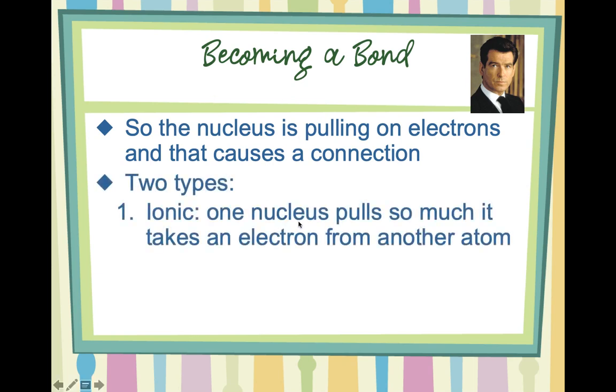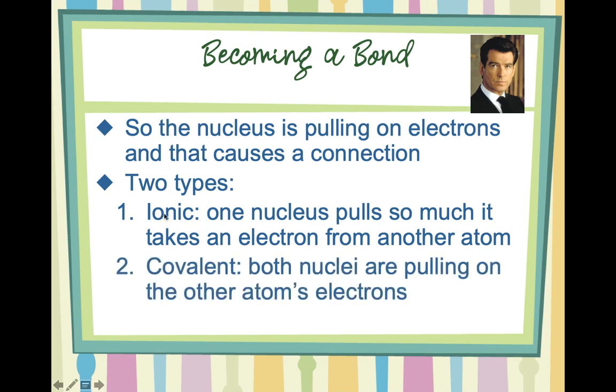Either one of the nuclei is so much stronger that it can actually pull the electron from the other electron cloud into its own electron cloud. That creates ions, and then the connection is an ionic bond. Or both nuclei are pulling on their own electrons and the electrons of the other atom, but not strongly enough to actually take the electron. And then you create that sharing of electrons called a covalent bond.